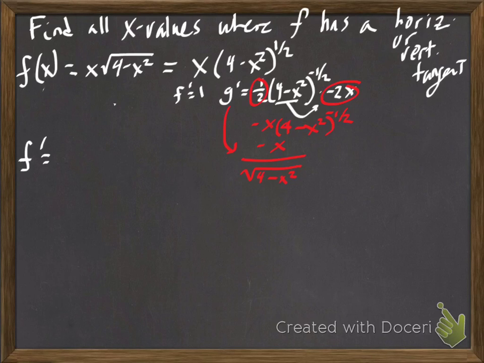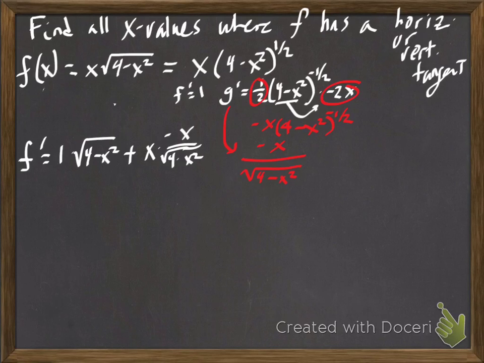So f prime is going to be, it's f prime g, so 1 times just plain old g, which would be the square root of 4 minus x squared, plus f, which is x, times g prime, which as we just found is negative x over the square root of 4 minus x squared.